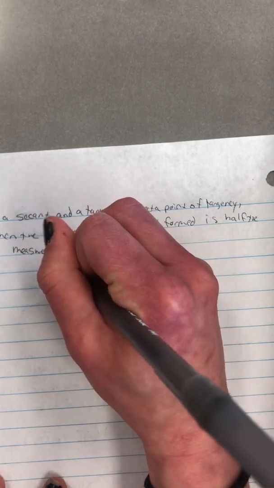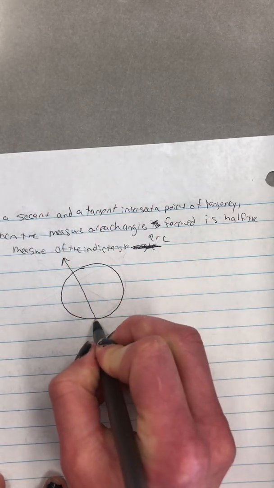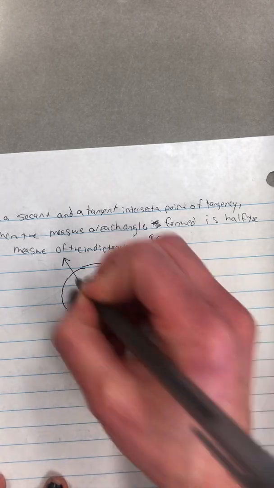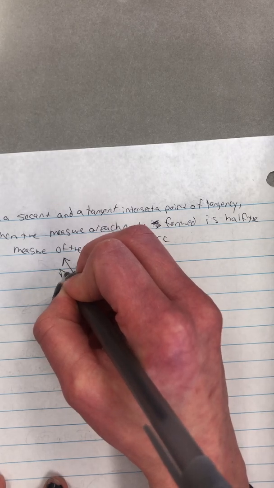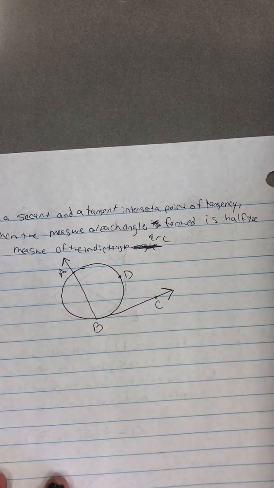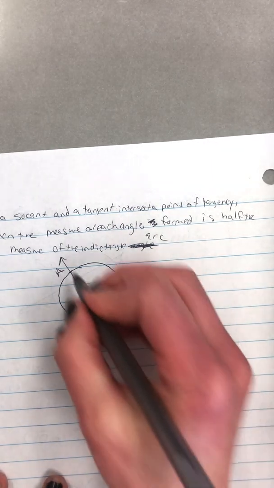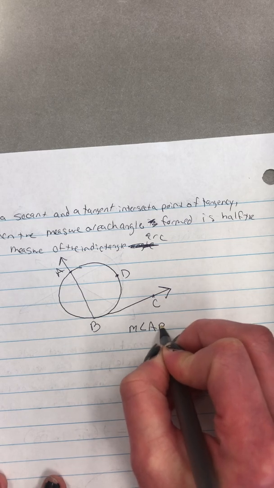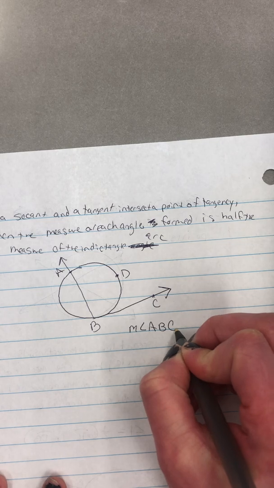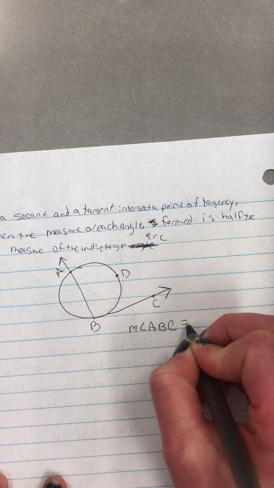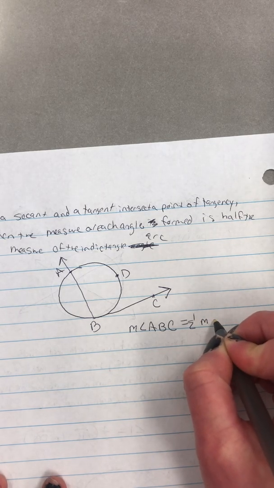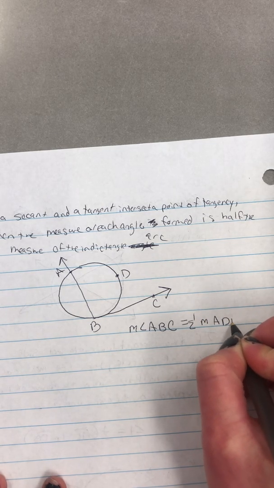So let's start with another example. Okay, so what do I mean by this? Let's start with it. We know the measure of angle ABC is going to equal 1/2 the measure of arc ADB.